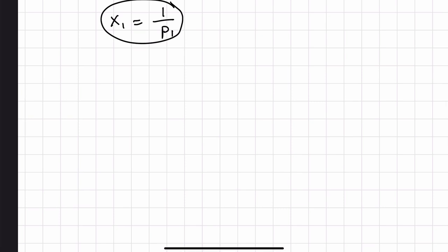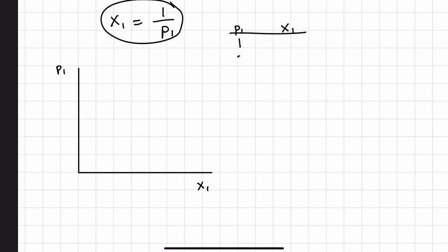So let's think about what x1 and P1 are for a couple of values. I'll have P1 up here, x1 up here, and talking about the demand for good 1. So what is x1 when P1 is 1, 2, 3, and 4? x1 is just the reciprocal of P1, so it'll be 1, 1/2, 1/3, and 1/4. And then what is x1 when P1 is 1/2, 1/3, 1/4? It's 2, 3, and 4.